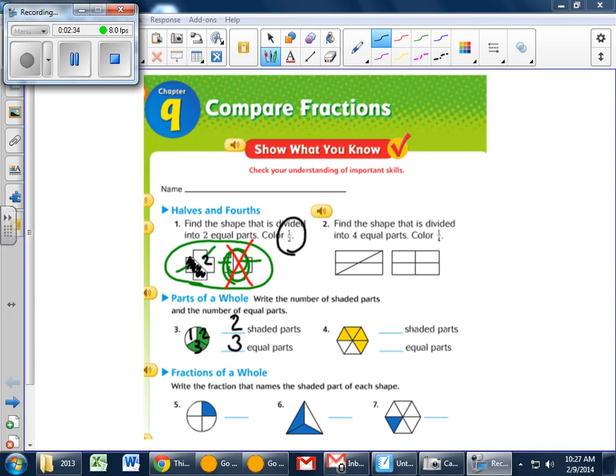Fractions of a whole. Write the fraction that names the shaded part of each shape. So I'm going to begin by counting how many total pieces I have, and the total pieces is my denominator. And then I'm going to look at the shaded part. There's only 1 shaded part in number 5, so my fraction is 1 out of 4, which is read 1/4. Would you please do number 6 and 7?